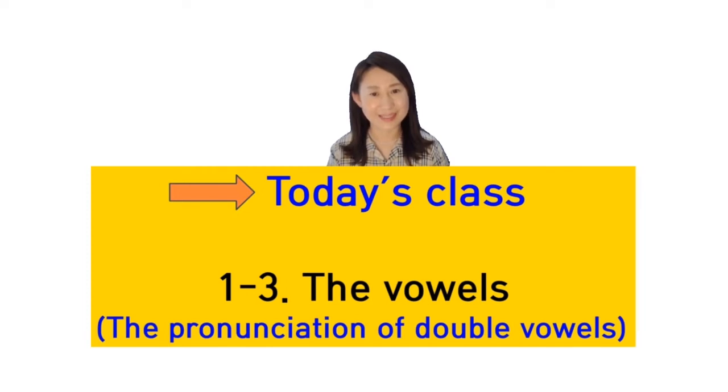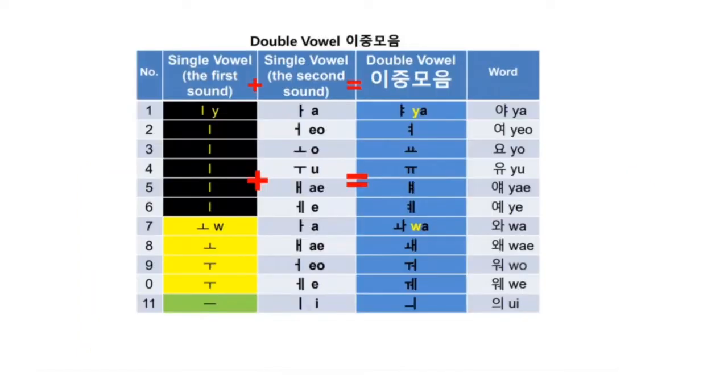Today's class is the vowels. Let's enjoy! Let's learn the pronunciation of the double vowels. Double vowels are vowels that have a different mouth shape at the beginning and end, followed by two sounds. The first sound is relatively short, and the second sound is relatively long. The first sound is divided by what it sounds like.